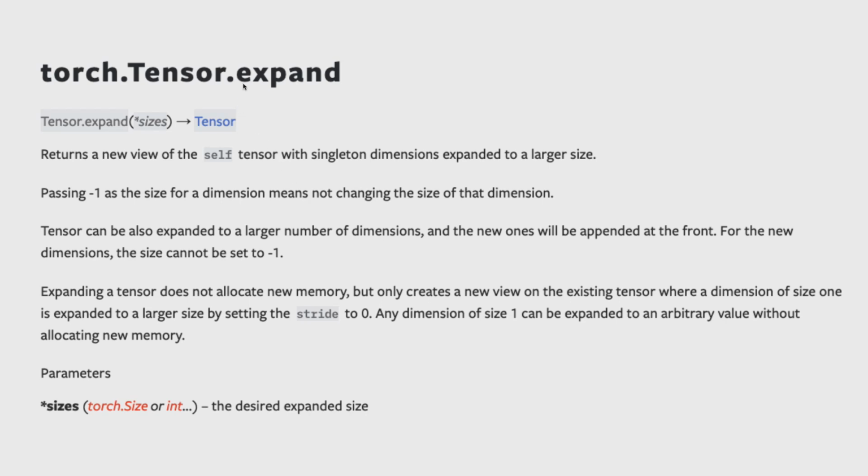torch.tensor.expand is the first method that we're going to use, and this returns a new view of the self-tensor with singleton dimensions expanded to a larger size. And expanding a tensor does not allocate new memory, but only creates a new view on the existing tensor where a dimension of size 1 is expanded to a larger size. So the way I kind of understood this is like broadcasting. So it's kind of broadcasting these dimensions, one dimension to another dimension based on the size that you provide it.